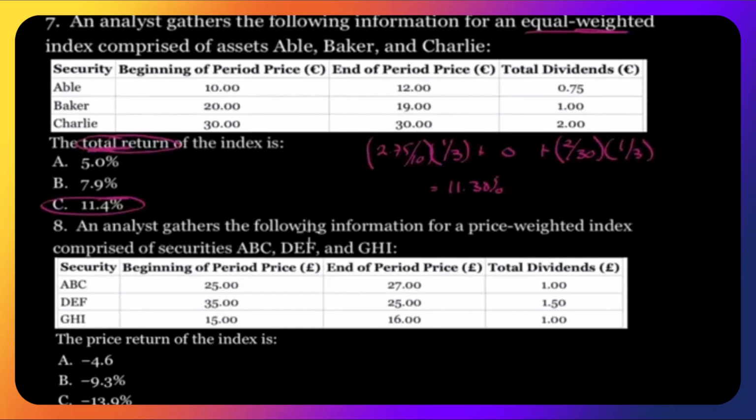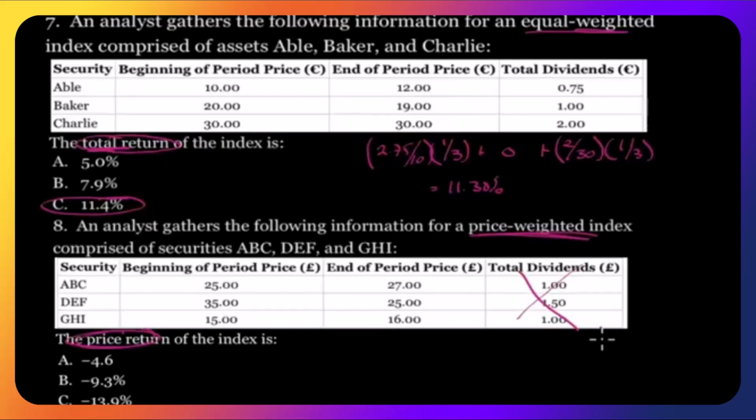Total. An analyst gathers the following information for a price-weighted index. That was equal-weighted. Now we're on price-weighted, comprised of securities A, B, C, D, E, F, G, H, I. There's our beginning period, end of period, total dividends. The price return, we don't care about dividends. Make sure you do that. Make sure you're aware of that. We only want the price return.